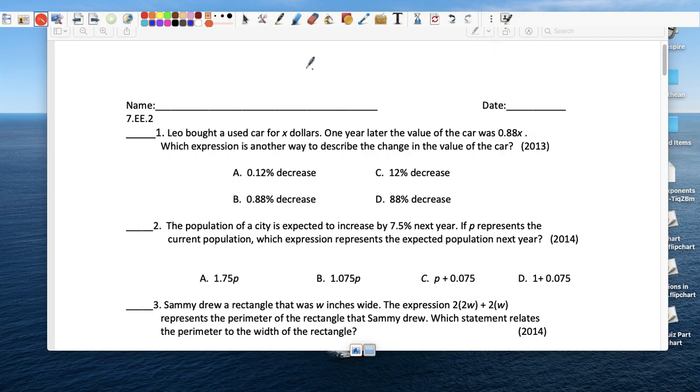Leo bought a used car. So let me create a bar model here. Here's the price. Right now, you're responsible for 100%, right? Because you didn't get any discount yet.